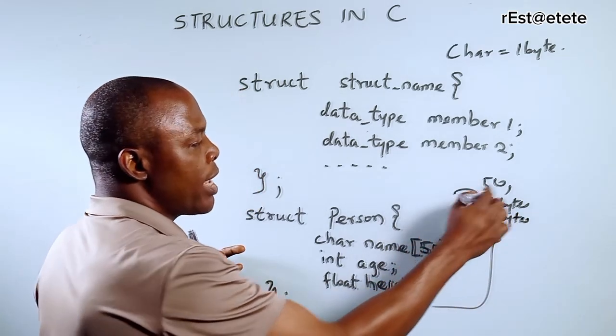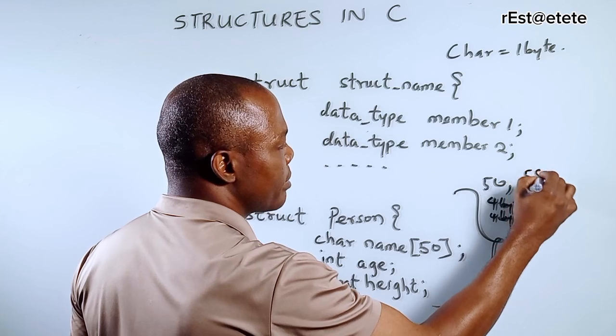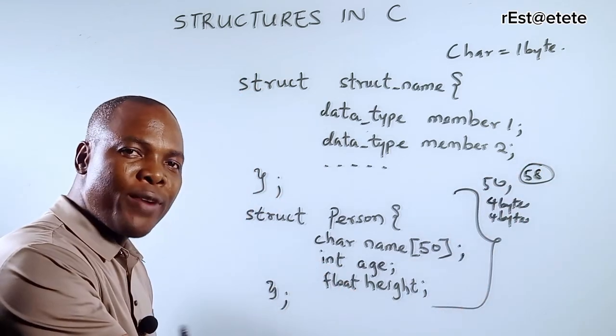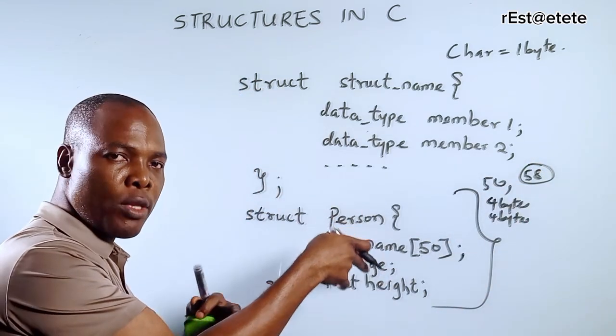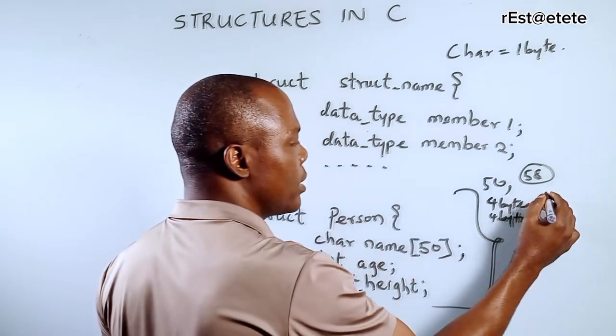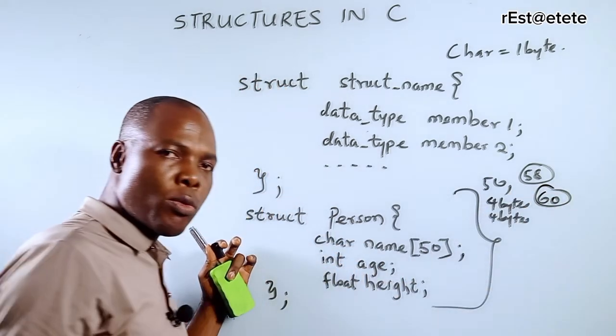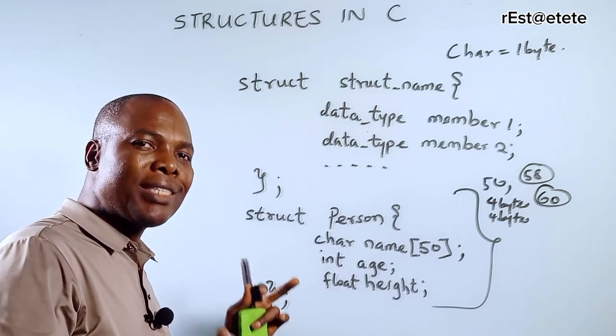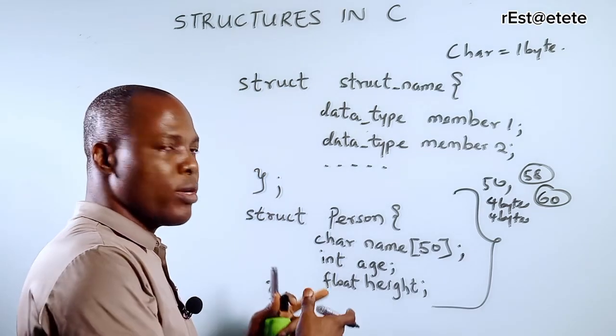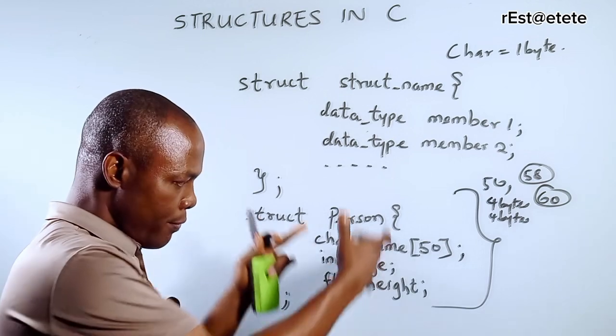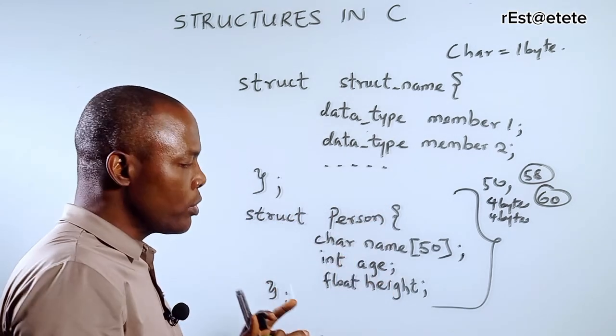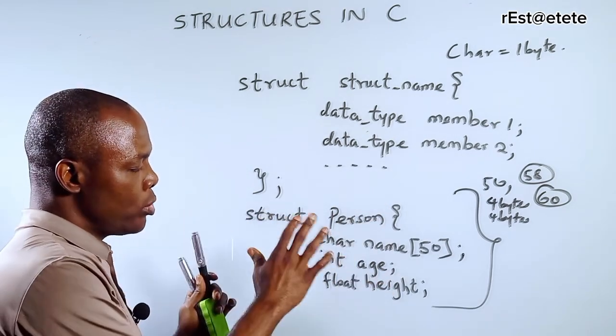But if you add this together, this should give you what? 58 bytes. But if I ask you to find the size of this structure, it will probably give you 60. There's what we call padding. I'm going to teach you that in the next class, how you are going to create the memory allocation for this. So this class is just to introduce you to this structure.